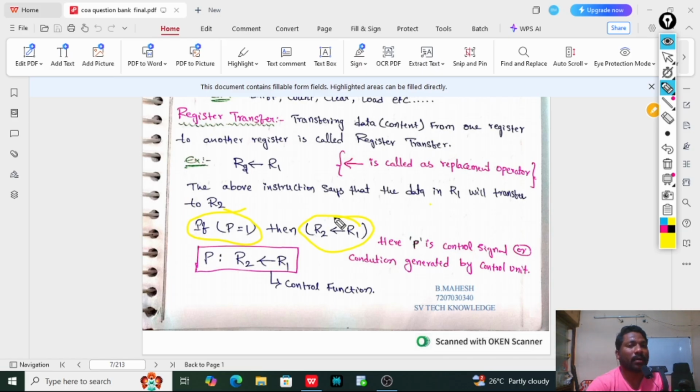Whatever transfer happens in our processor should happen under the circumstances of some condition. If that condition is true, which is 1 in our binary language, then only this operation should be performed. Otherwise, it should not be performed. It is represented as P colon R1 to R2. What is the meaning of this? If P is true, you have to perform this operation. This equation is called a control function.